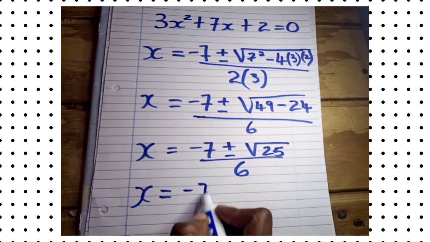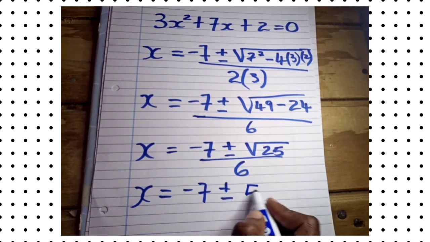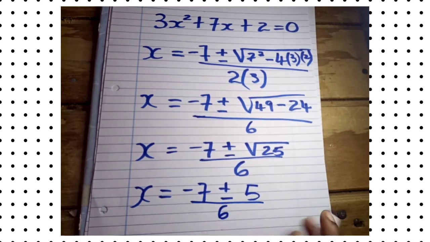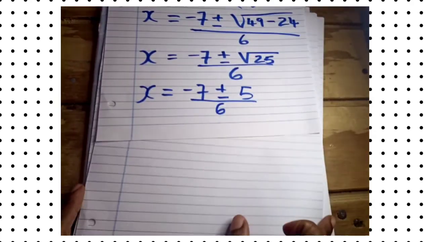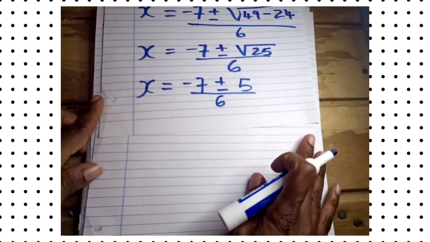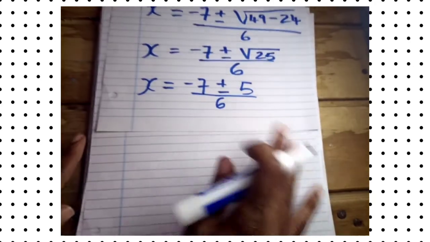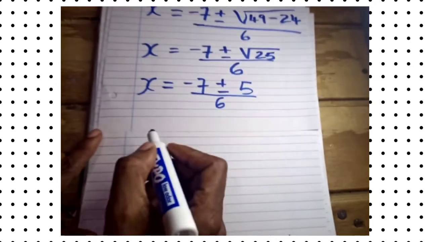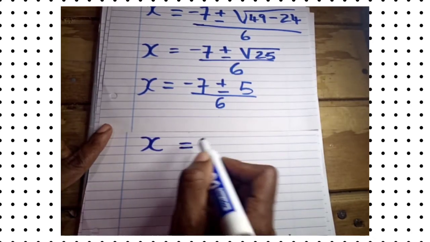Now guys, after showing all your working out, you can punch this in your calculator, or you can continue to show the working out. So of course, negative 7 plus or minus 5, divided by 6. And you solve for x by doing one at a time. You do addition and then subtraction, or subtraction and then addition, it really doesn't matter.